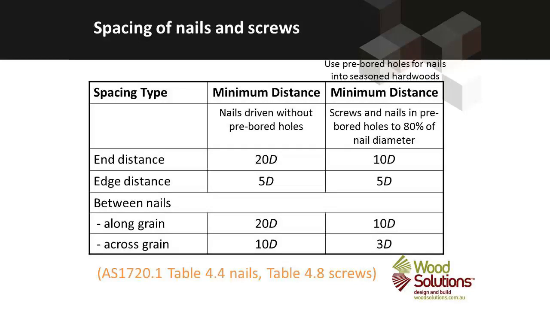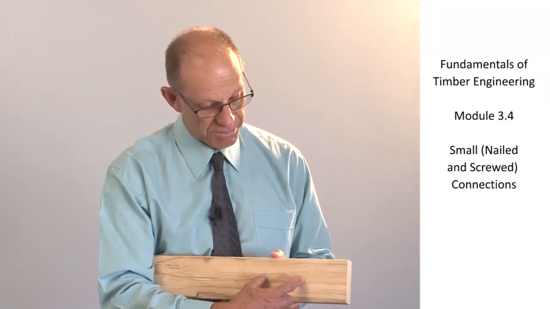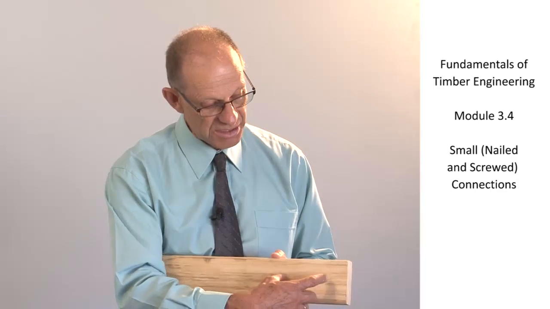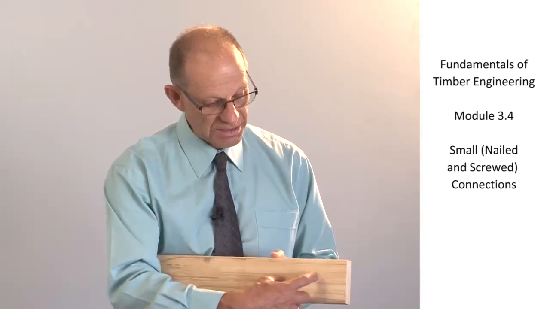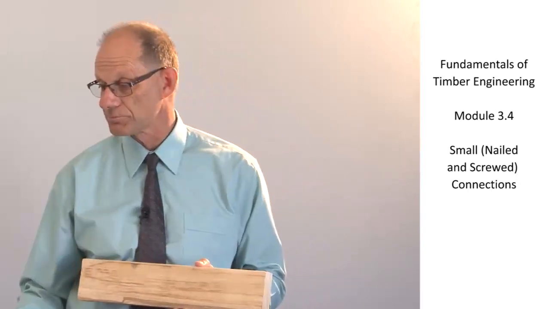The spacing of nails and screws is limited as well by the standard, with much tighter controls over spacing across the grain compared with the spacings along the grain. So along the grain we've got to have the fasteners further apart to prevent them from splitting the timber along the grain, along the length of the member parallel to the grain.